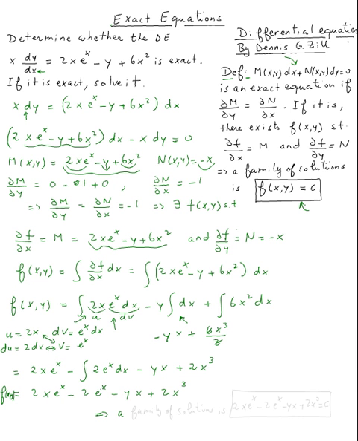So a family of solutions is f of x, y equal to a constant, which means 2x e^x minus 2e^x minus yx plus 2x cubed equals a constant. So this will be the solution. And that's it for this example.